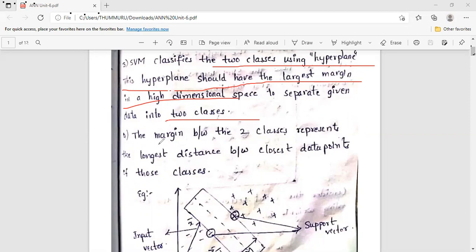If you see, the margin between two classes represents the longest distance between the closest data points of those classes. What is the margin in between the given data points? Now we are going to know the margin between the two classes. It represents the longest distance between the closest data points of the classes. What it means, I'll show you.